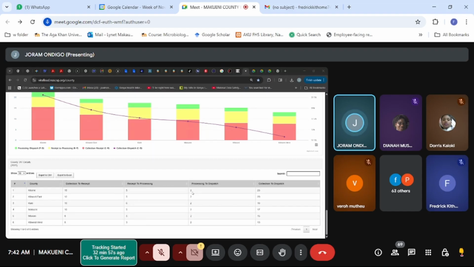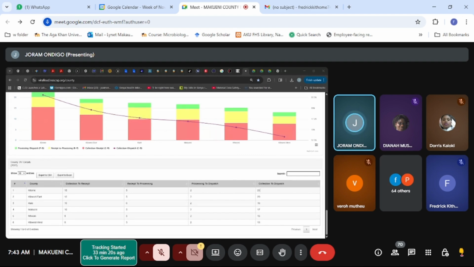It took them around 2 days for them to review and dispatch the results from processing to dispatch. And then now, this is the correlation of 15 plus 5, which is 20, plus 2, which is 3, it's supposed to be 22 days. So the TAT for Kilome is around 22 days.